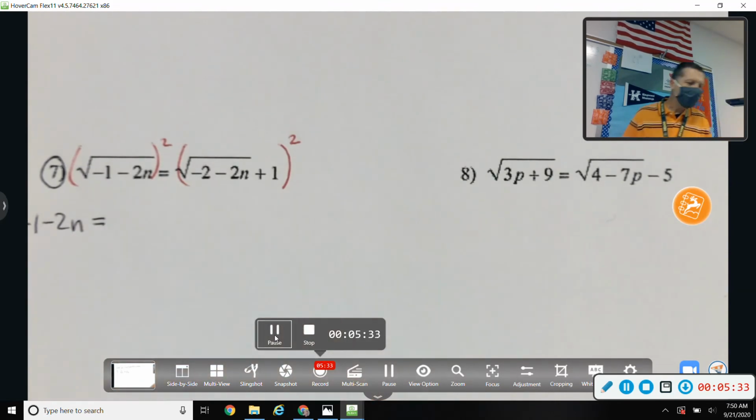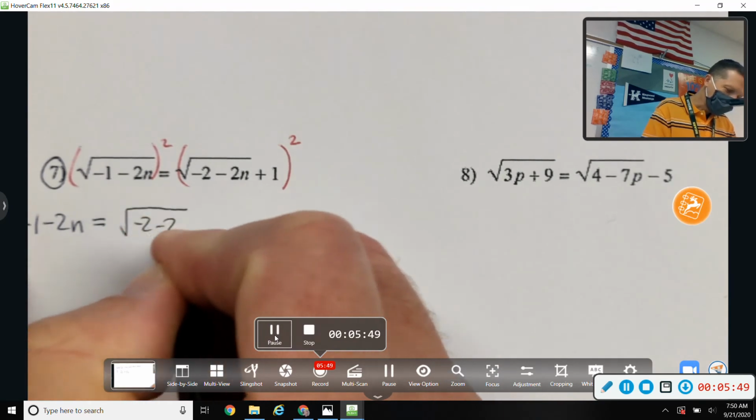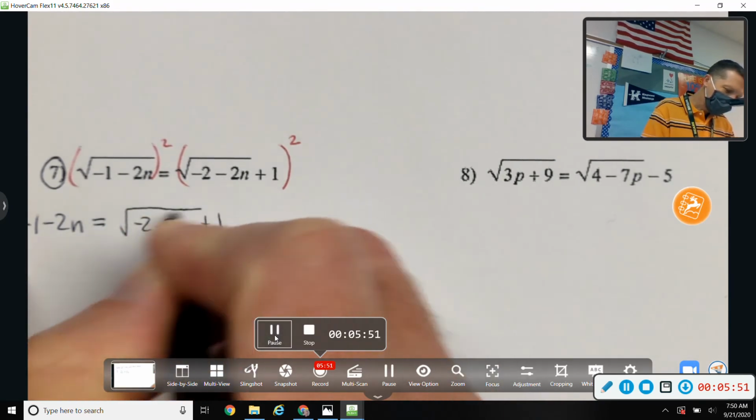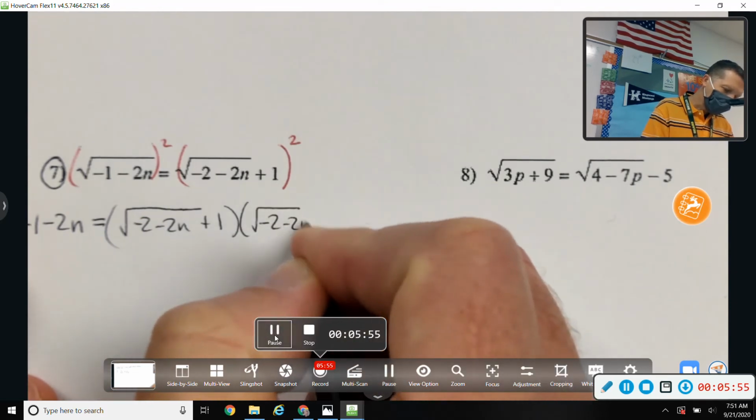Like that. What about that stuff on the right? Do you know what we're going to have to do there? Because I can't square the pieces. You can't do that. Please don't do that. So if you're squaring something that looks like that, you're going to have to FOIL. So multiplying it times itself.